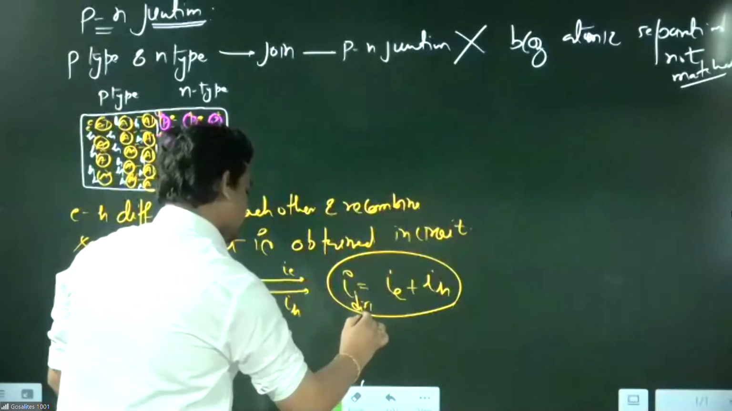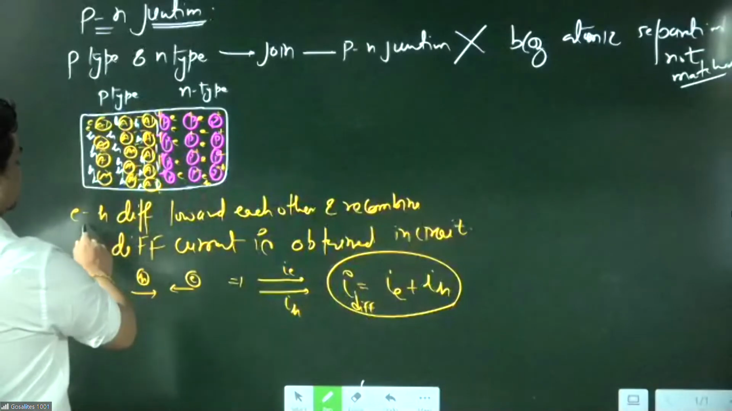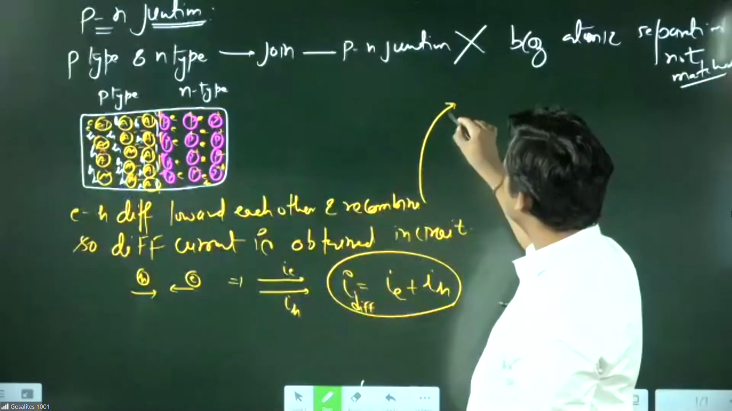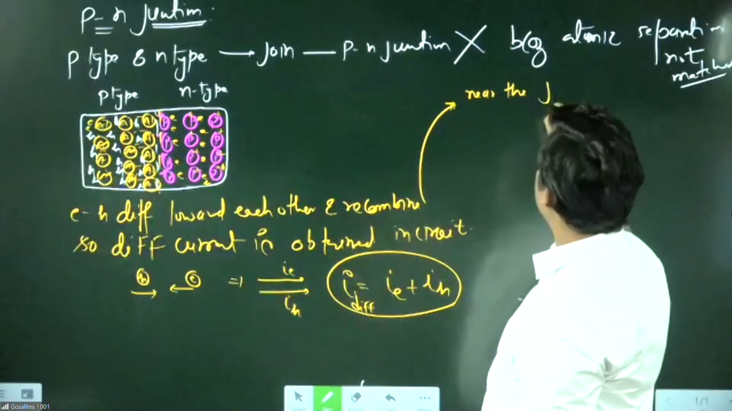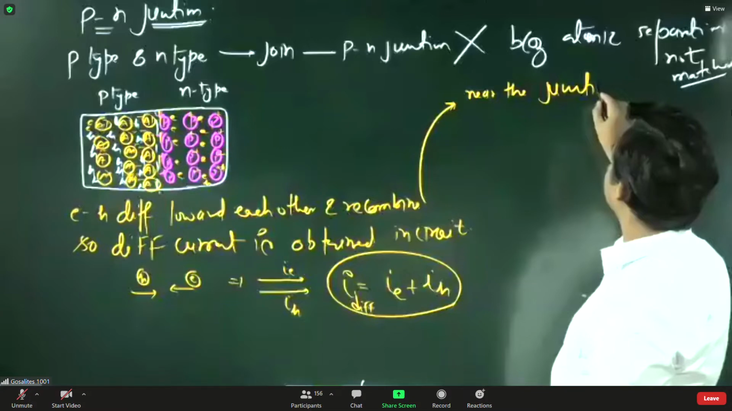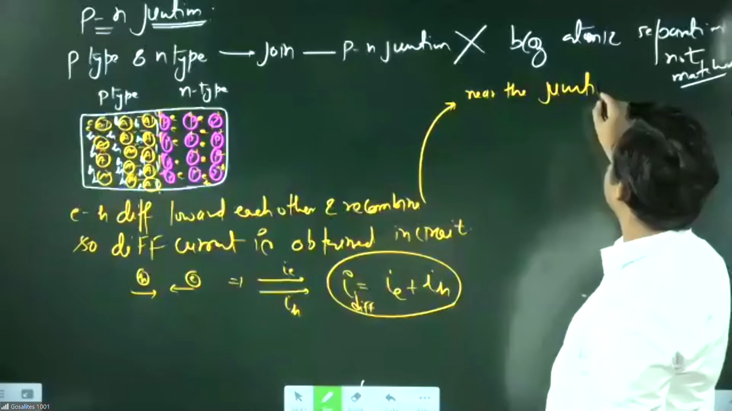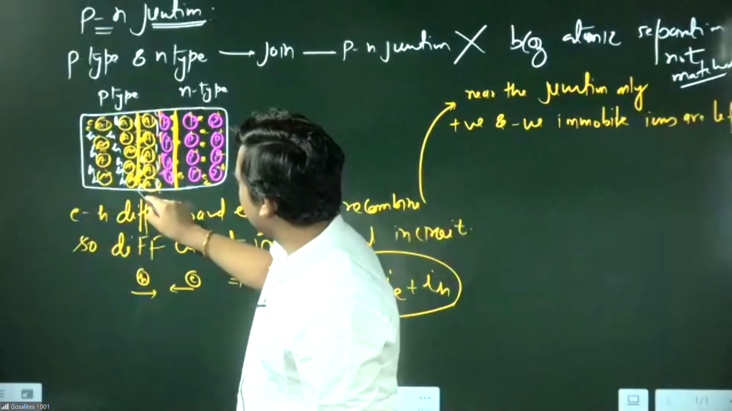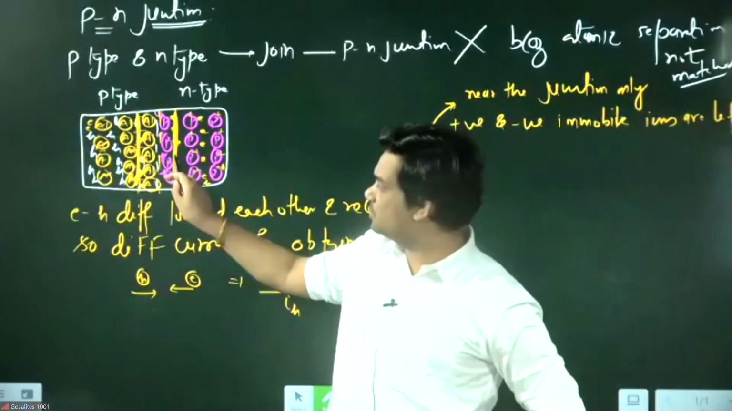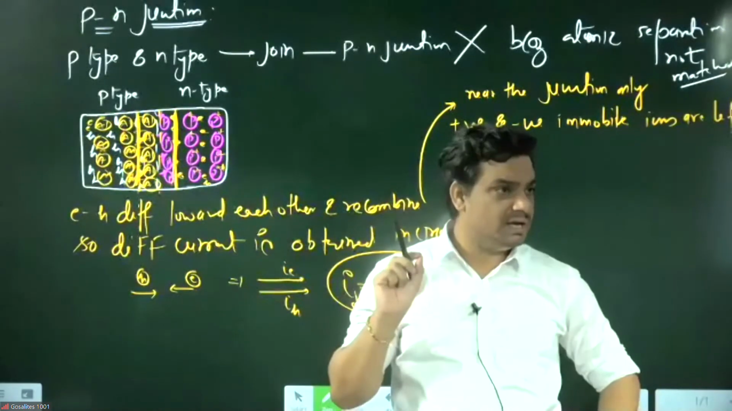Now what happens? Electrons and holes recombine near the junction. And if they recombine near the junction, you know that in this region, what is only left? On this side the positive phosphorus, and on this side the negative aluminum will be left out.